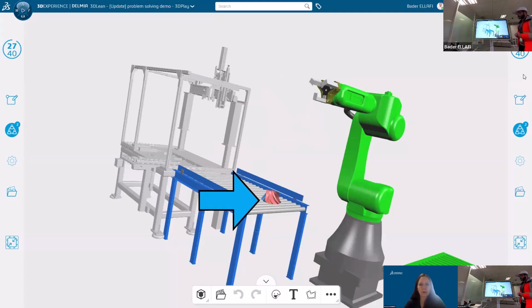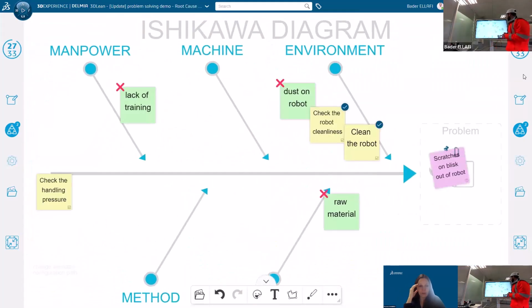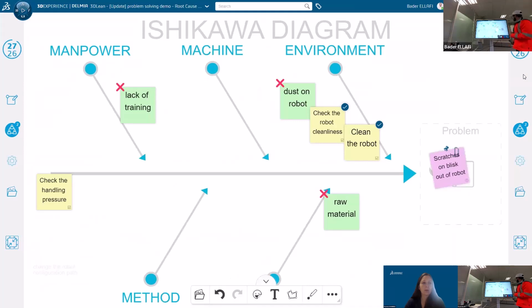So what I would propose you is if you can go back to the Ishikawa diagram. What I would propose you is to maybe change the robot configuration path. Do you want me to write it, or? Yes, please. Yes, you can write it. Yeah, change the robot configuration path. Selection. Okay. Machine. Okay. So this would be a first idea.